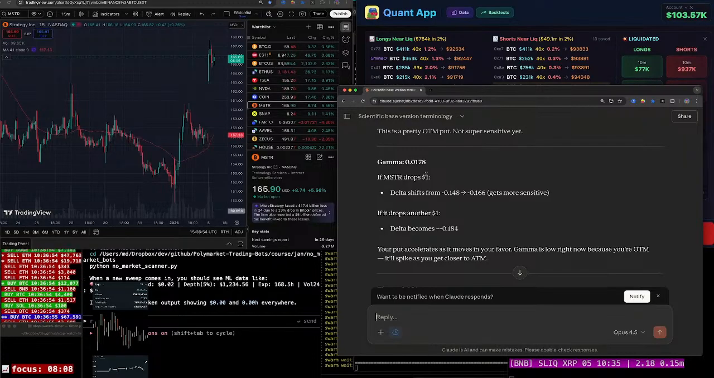If MSTR drops $1, delta shifts from negative 0.148 to about negative 0.166. That's the gamma added to it. If it drops another $1, delta becomes about negative 0.184. Your put accelerates as it moves in your favor. Gamma is low right now because you're out of the money. It'll spike as you get closer to at the money.